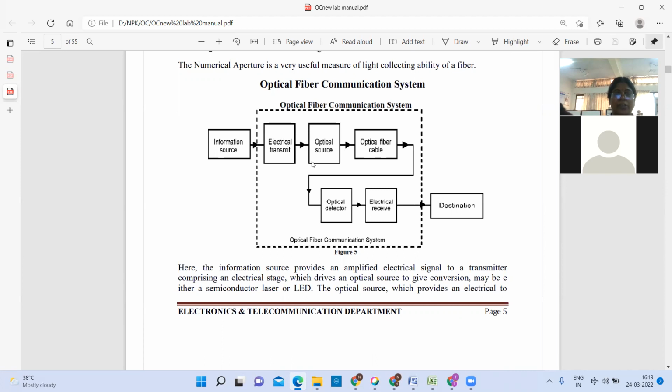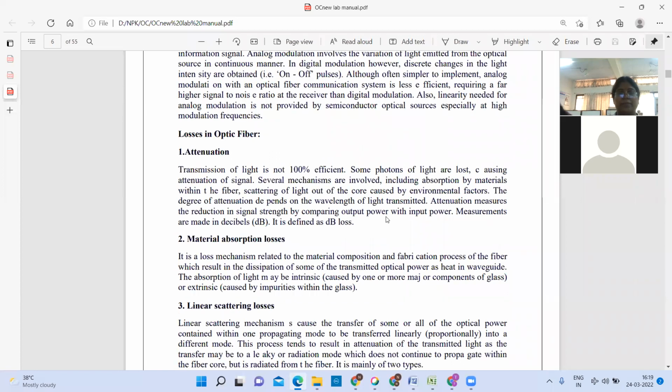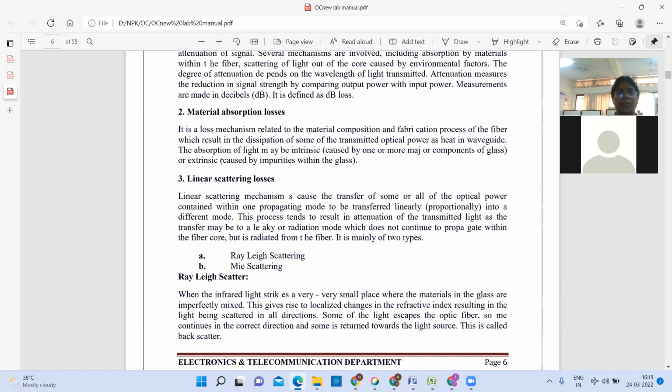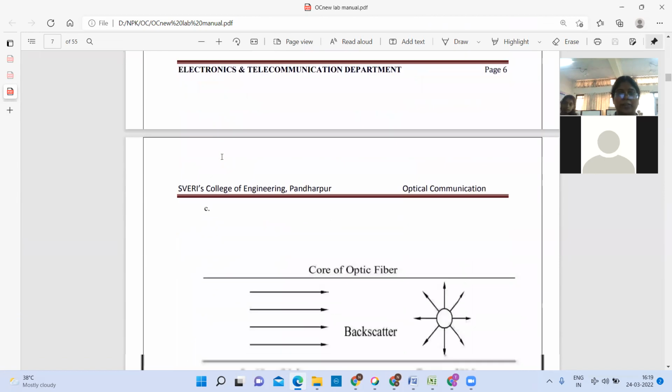See, optical fiber communication system: information source, then in between electrical transmitter, optical source, optical fiber cable, and then detector, electrical receiver, and the destination. This is the block diagram of optical communication system. Then here in the second part of this pre-lab section, losses in the optical fiber are given. Attenuation, then material absorption losses, linear scattering losses, and these losses are given.